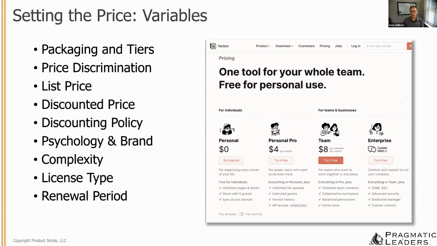So that's price discrimination. A few other concepts I'll just mention here briefly are the list price, which we all know about. This is like the $8 that's listed there. But you see they don't list the price for enterprise.